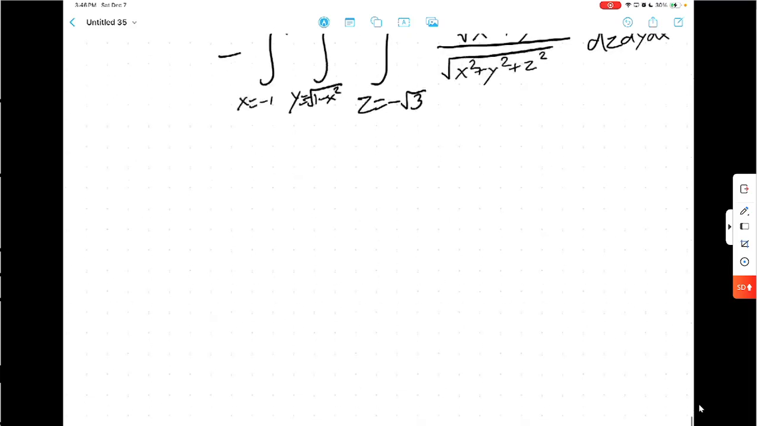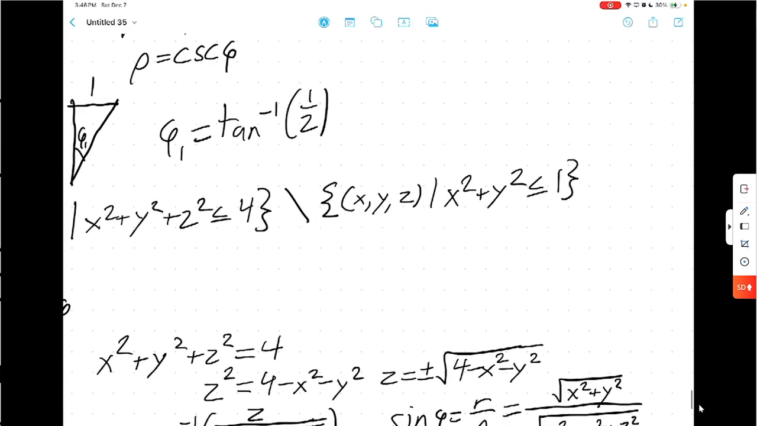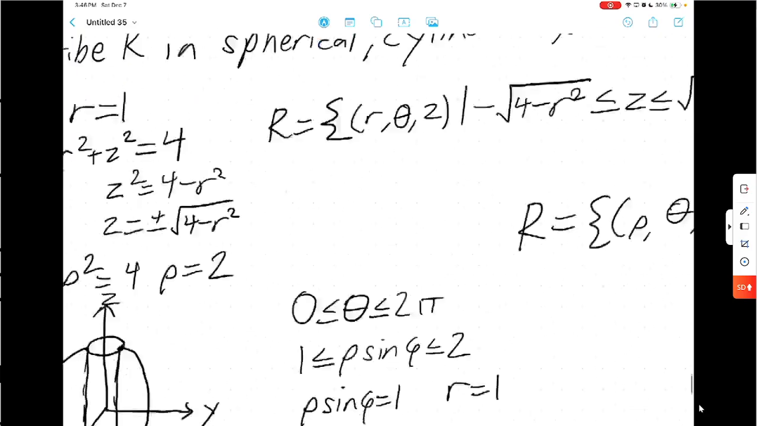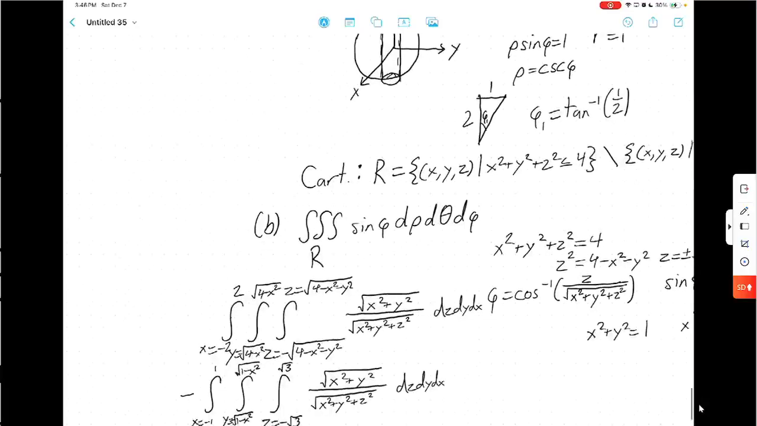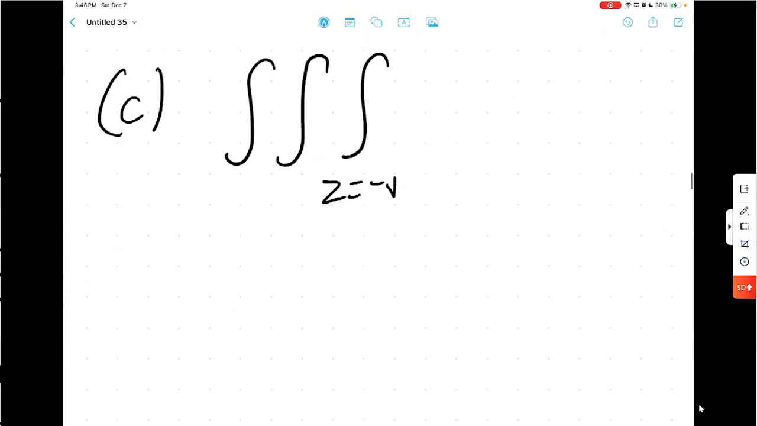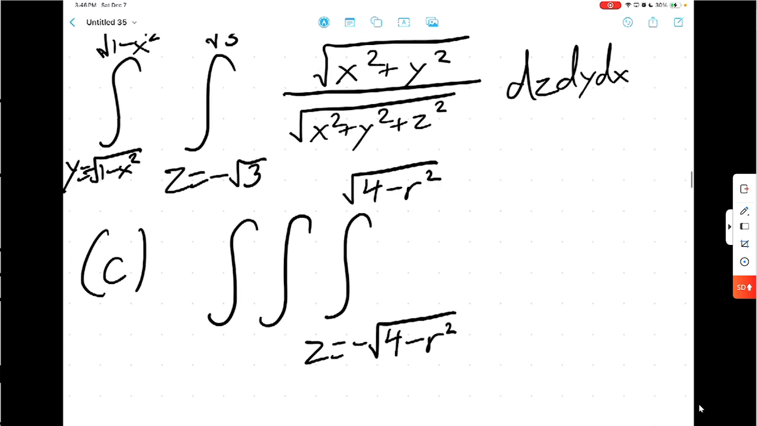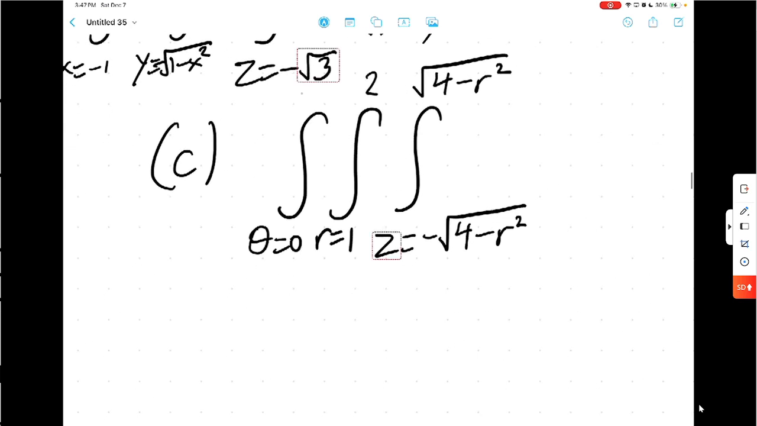Yep, that's Cartesian. It is nasty. Alright, cylindrical coordinates. This one is not that bad to do, because z goes from negative square root of 4 minus r squared to square root of 4 minus r squared. R goes from 1 to 2. Theta goes from 0 to 2 pi.